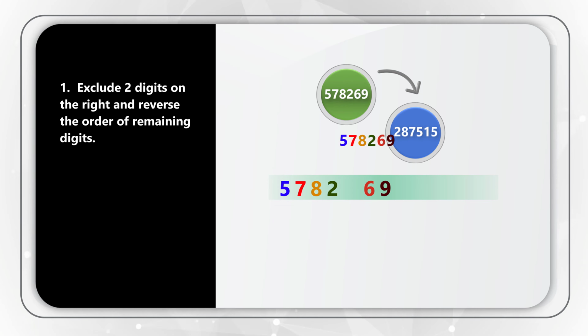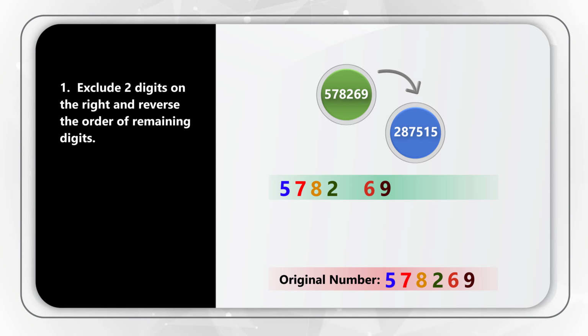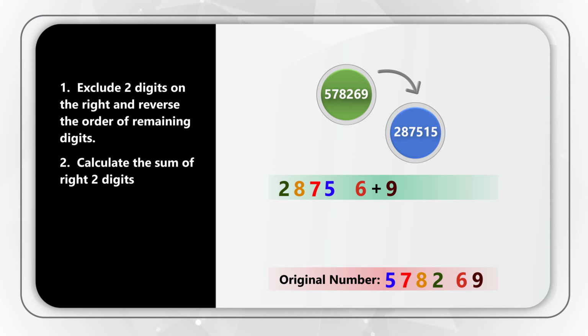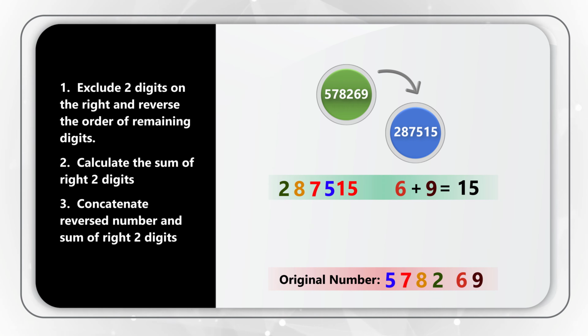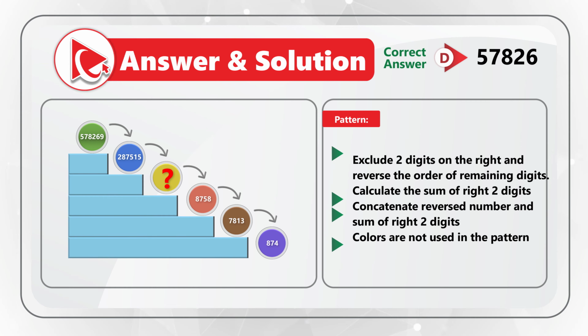For example, the original number is 5782 and then 2 digits, 69. We separate 69 and then reverse the order, and the number becomes 2875, and then we do the remaining calculations with the numbers 6 and 9. The calculations are very simple. We basically add 6 plus 9 and the end result is 15. Then we concatenate 2875 and 15. So the end resulting number is 287,515. As the ball continues rolling, we repeat the calculations and get to the answer of D, 57,826.